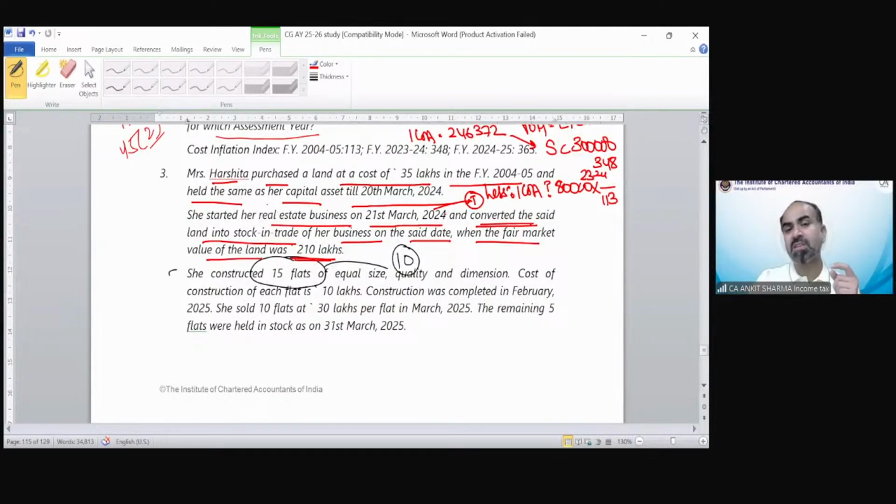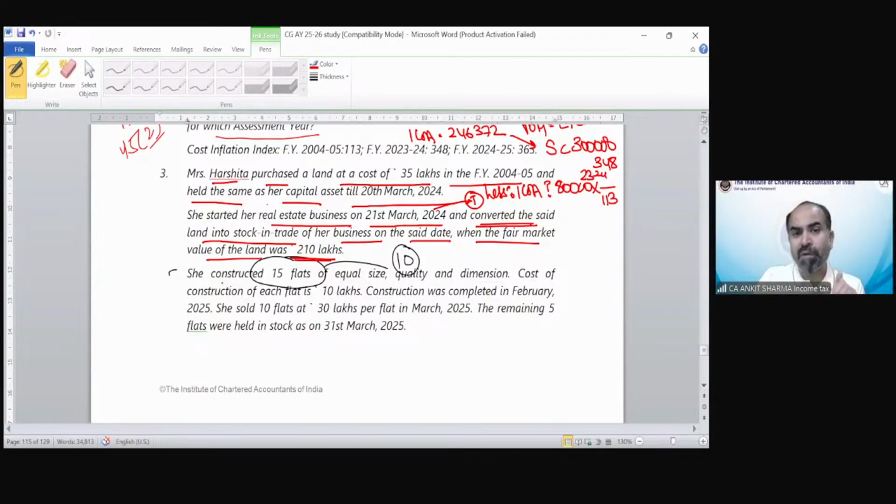That means previous year 23-24. But the asset was not sold. It had just been converted. So we will charge this capital gain, again a section 45(2) case, in the year in which the stock is going to be sold. Now the new thing is this.